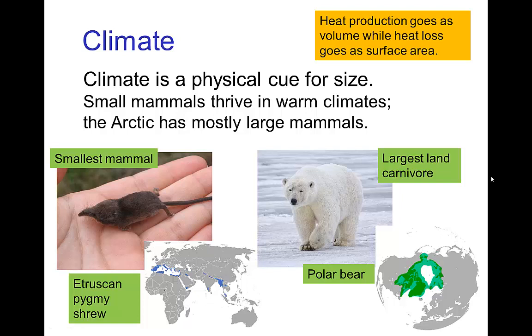Now this relates to the sorts of climates that animals tend to live in. So the small animals, in order to maintain warmth, need to live in relatively warm climates. So you won't find any small animals in the Arctic. They are mostly large animals. In fact, the largest land carnivore is the polar bear. You don't find a large animal like an elephant at the pole, simply because an elephant needs plants to eat, since it's an herbivore, so it's not well suited. So the large animals that live in warmer climates need to adapt in other ways.